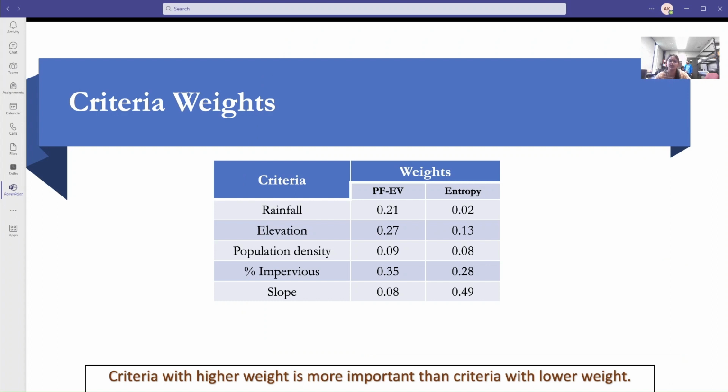So our weight for each criteria from Perron-Frobenius, you can see here. For rainfall it's 0.21, for elevation 0.27, and so on. Criteria with higher weight shows that it is more important than the criteria with lower weight. From our weights from Perron-Frobenius as a vector, we can see that percent impervious carries more weight, so we can say that percent impervious is more important compared to the other criteria.